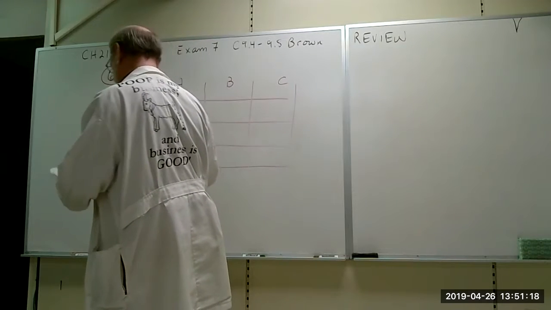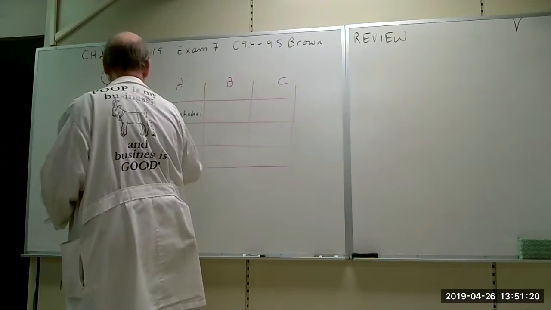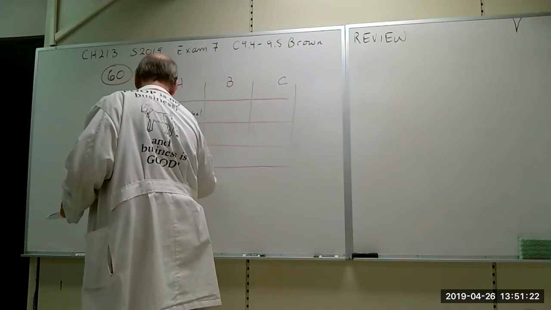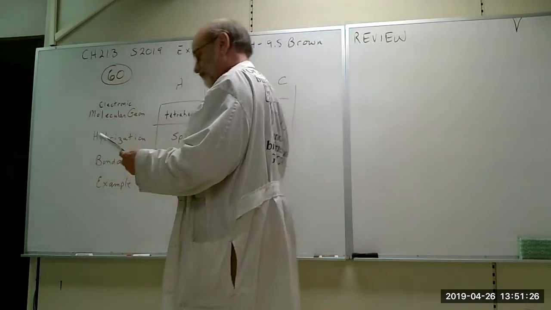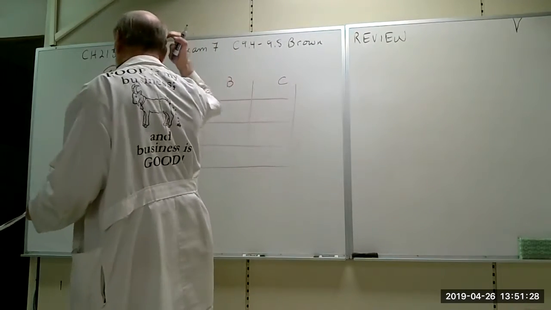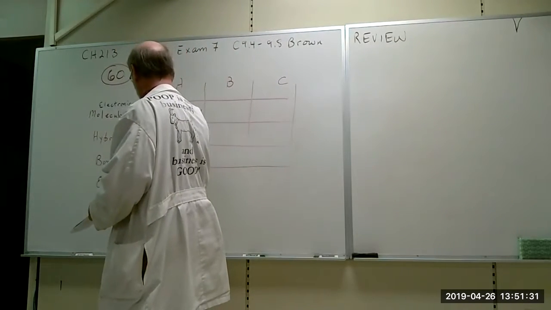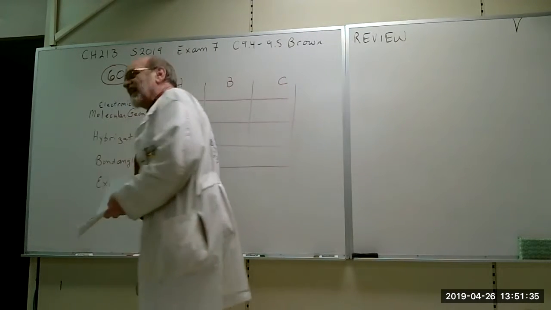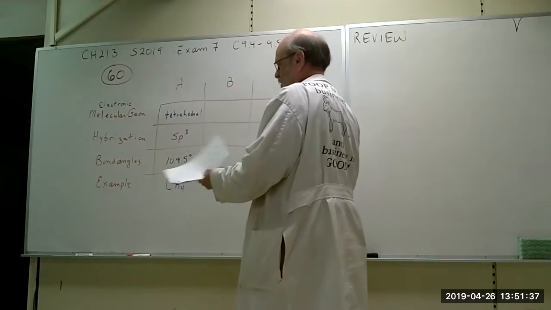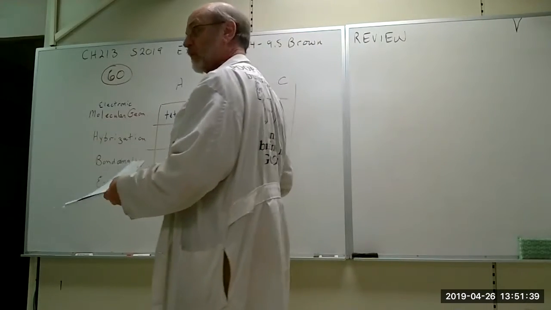Tetrahedral. So what are the bond angles? Well, for tetrahedral, the standard value is 109.5. And the best example of that one, if we're going to say tetrahedral molecular, then we have to say something like this. Methane. Or carbon tetrachloride, that would work too.